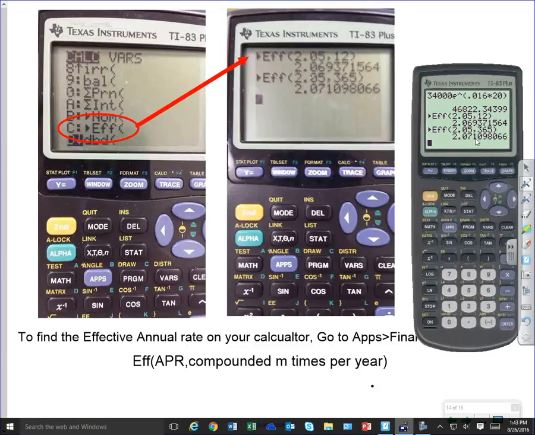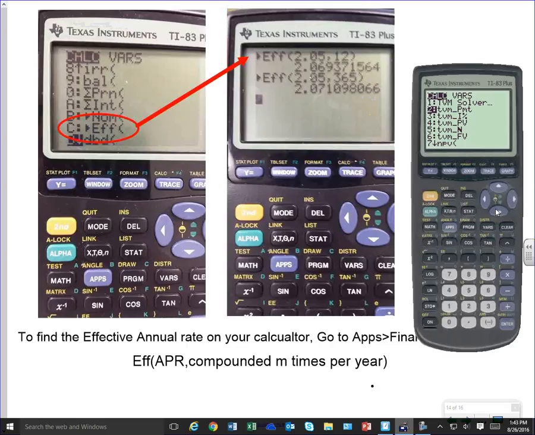And I think that is actually the last problem we did, the 2.05 that was compounded daily. And so that's how you can do that using the EFF, effective annual yield. And so that can make it much quicker than doing that formula every time. So all you have to remember is go to apps, go to finance, and then go down here to the EFF. Okay, and that's going to give you the effective annual yield.